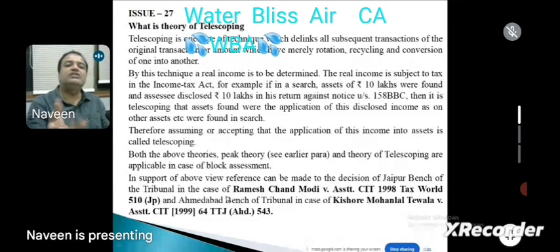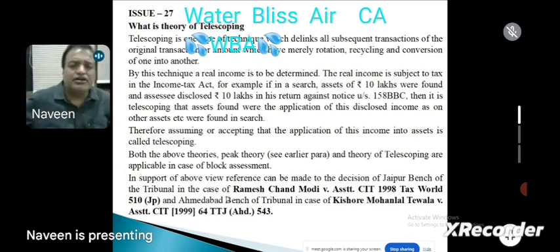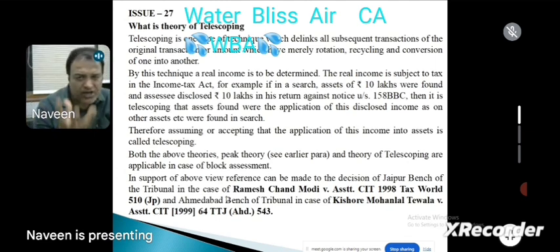What is the theory of telescoping? Telescoping is a technique. What is this technique? It deals with all subsequent transactions of the original transaction on amounts which are merely rotation, recycling, or conversion of one into another. By this technique, the real income is determined. In income tax, hypothetical income cannot be taxed. Only real income is subject to tax.